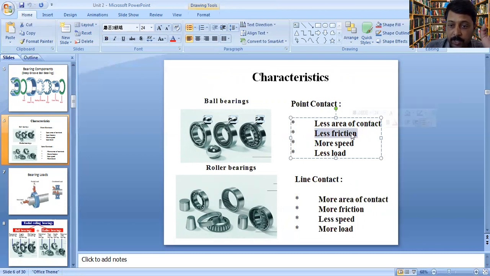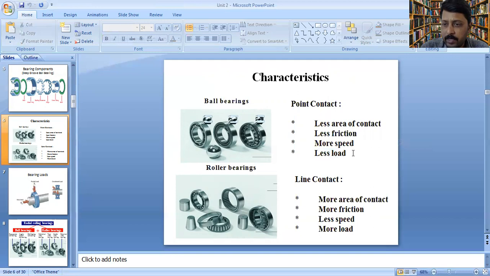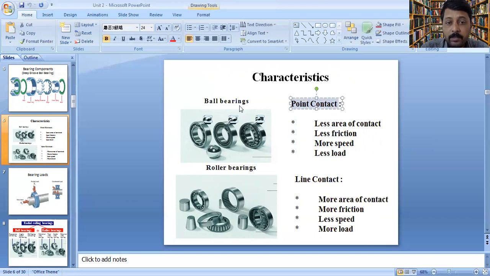There will be less friction. There will be more speed. In applications where speed is of very much importance, we have to use this type of bearing. But there is a problem: it takes less load. So whenever we have less load but we require more speed, in that case we can go for point contact, that is, the ball bearing type of bearing.